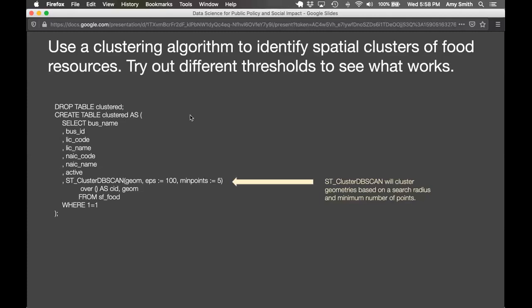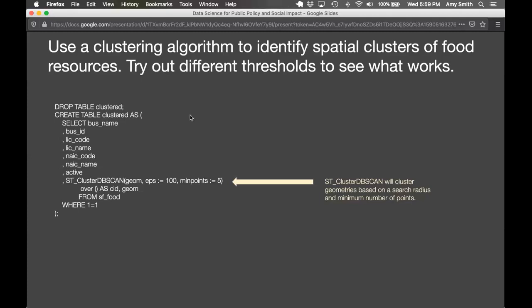So the function that I used from PostGIS is a really great function. It's called ST_ClusterDBSCAN. And what it lets me do is cluster points based on a search radius and a minimum number of points to be included in a cluster. So if you think of maybe a busy street that has lots of shops and cafes within close proximity to each other, those would show up as a cluster.